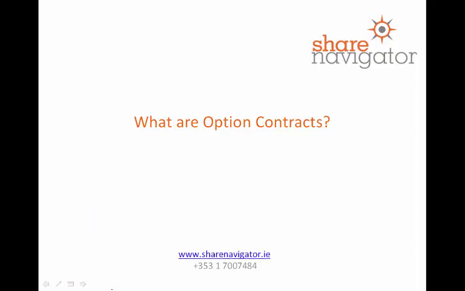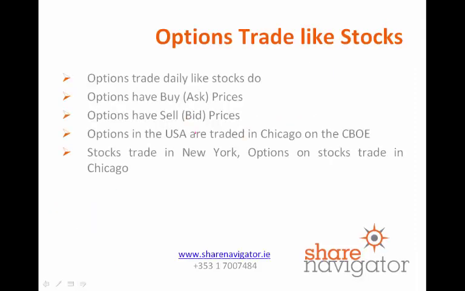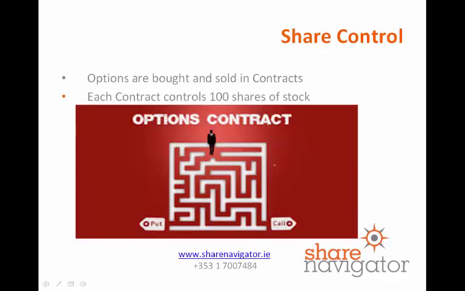What are option contracts? Well, a couple of things you need to know. Options trade daily just like stocks do. They have buy prices and they have sell prices. And in America, options are traded on the CBOE in Chicago, which stands for the Chicago Board Options Exchange. And the way to think about options is: stocks trade in New York, options on stocks trade in Chicago.